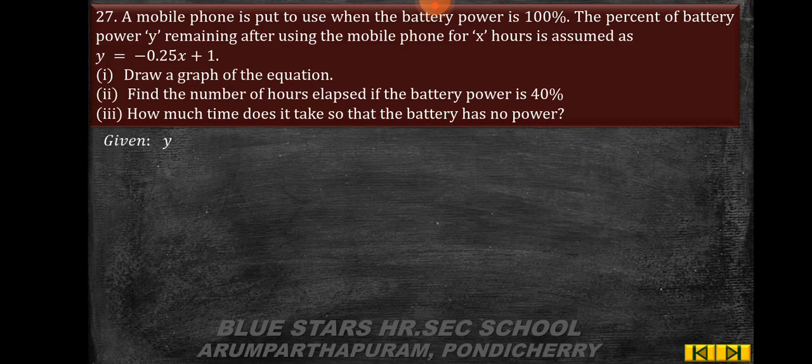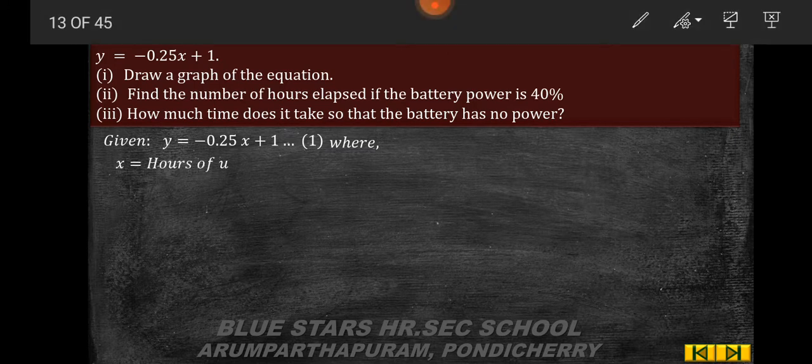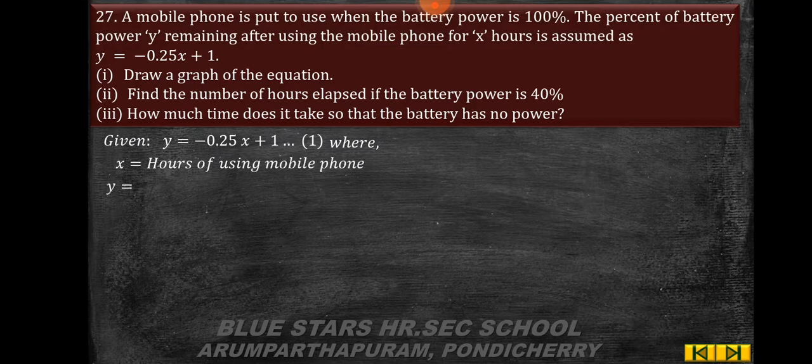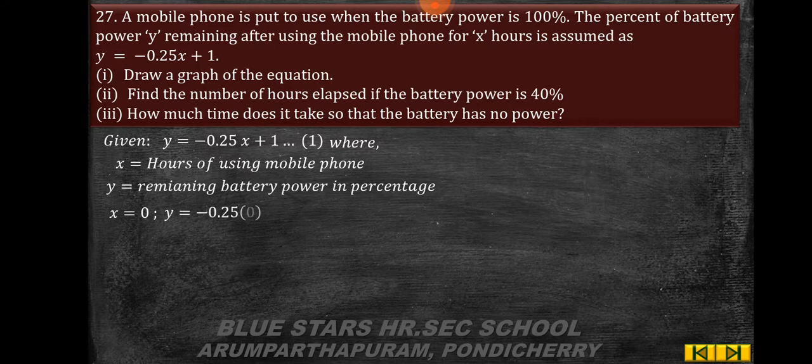So given y is equal to minus 0.25x plus 1, which is your first subdivision, where x is equal to hours of using mobile phone, y is equal to remaining battery power in percentage. So x is equal to 0. At x is equal to 0, you just substitute the value of x as 0. So y is equal to minus 0.25 into 0 plus 1. You get y is equal to 1.